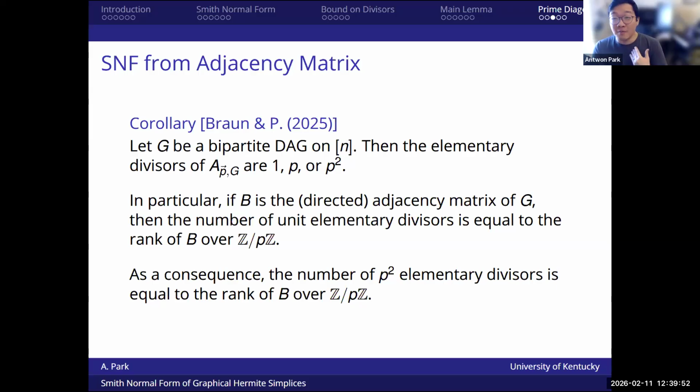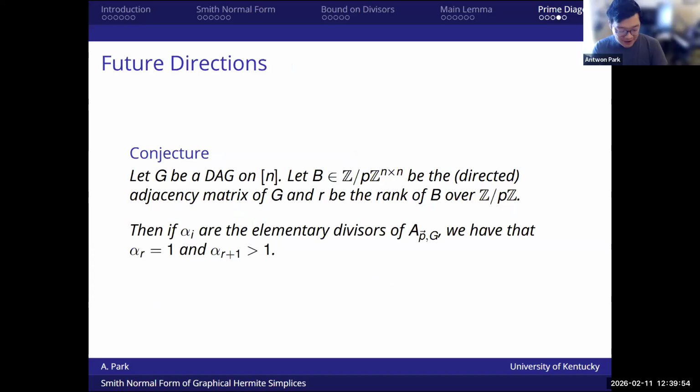But this is the part that we have left as a future direction for this Smith normal form project at least. We think this is true for all graphs. In the previous proposition, it was only for the case where you had these bipartite DAGs with a maximum path length of 2.